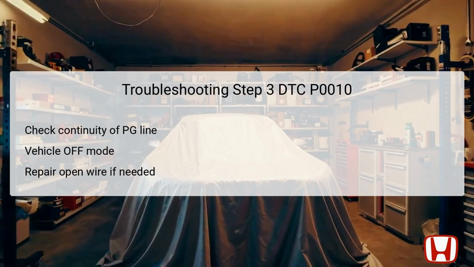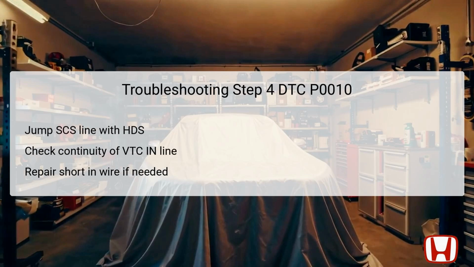If continuity is established, it confirms that the PG wire is functioning correctly, and the troubleshooting can proceed to the next step. Alternatively, if continuity is absent, it indicates a potential open circuit within the PG wire, necessitating a repair before continuing with diagnostics to ensure the solenoid receives proper grounding to operate.